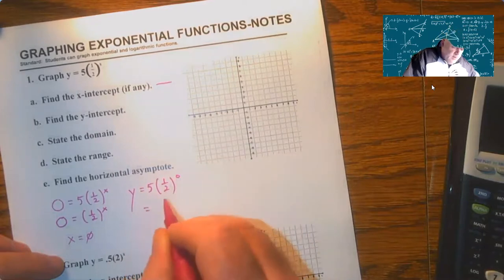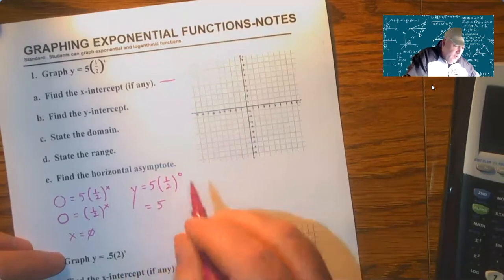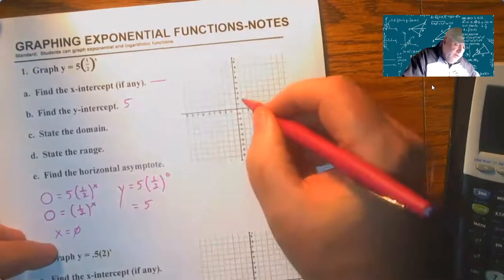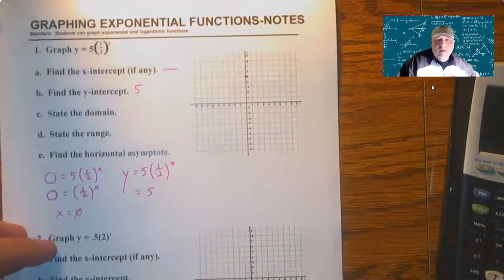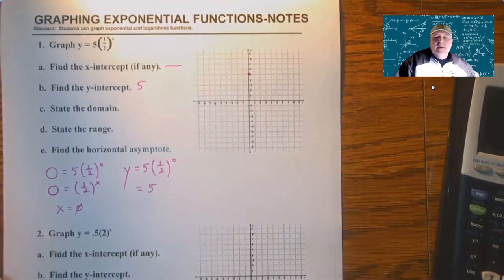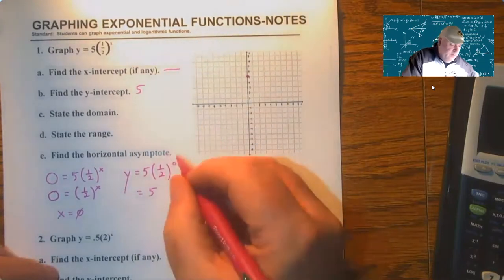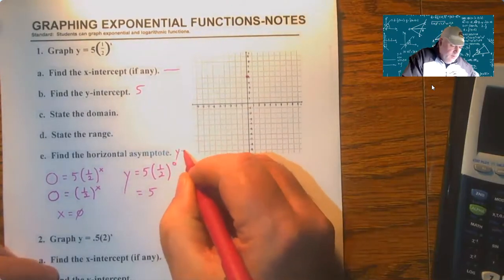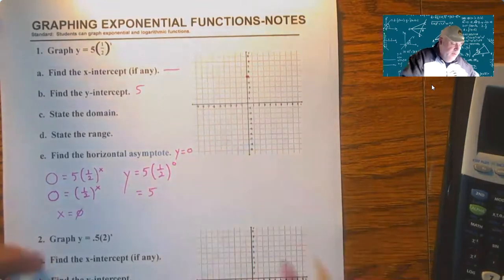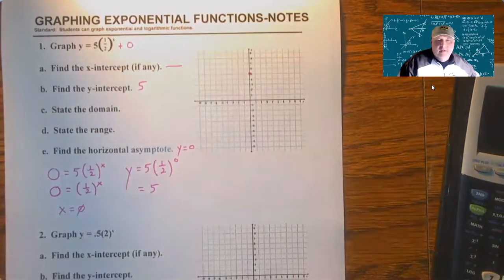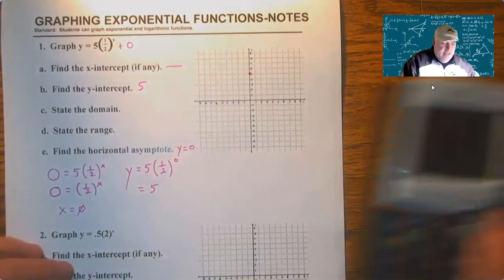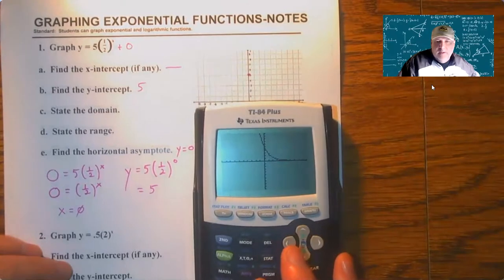Anything to the 0 power is 1. So our y-intercept is 5, and we can go plot that right away in our work. Now here's the deal. I should have put the horizontal asymptote calculation first. That's going to be 0. Whatever number is added on the end here, that's going to be the horizontal asymptote, and that's what your graph is going to be getting very close to.